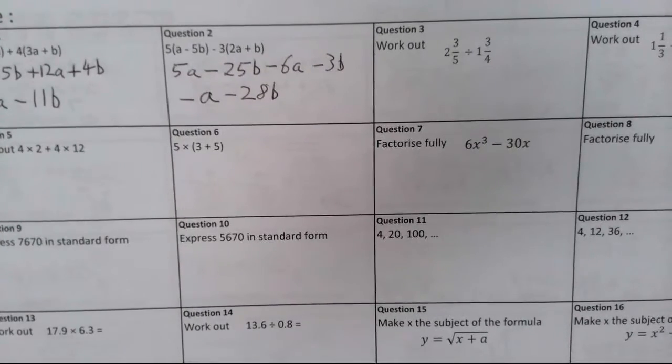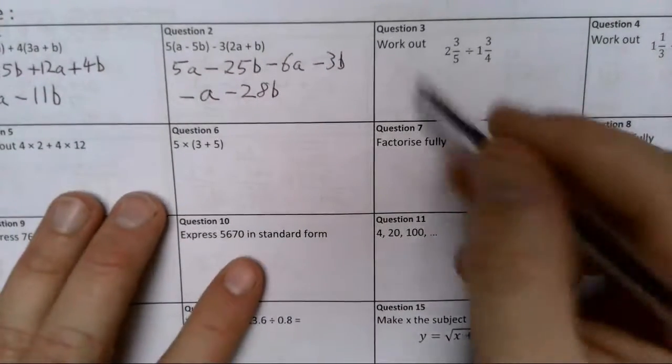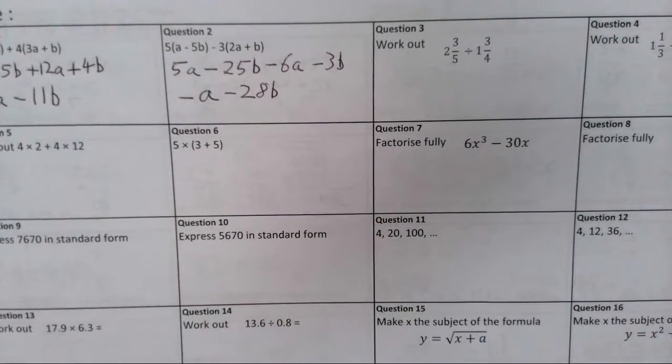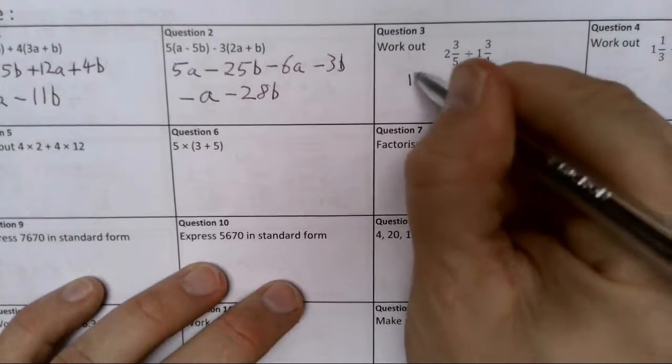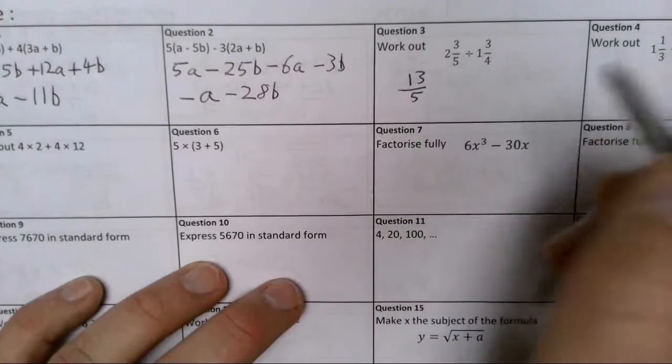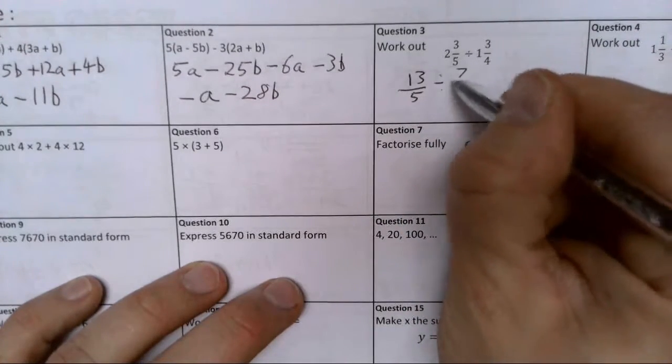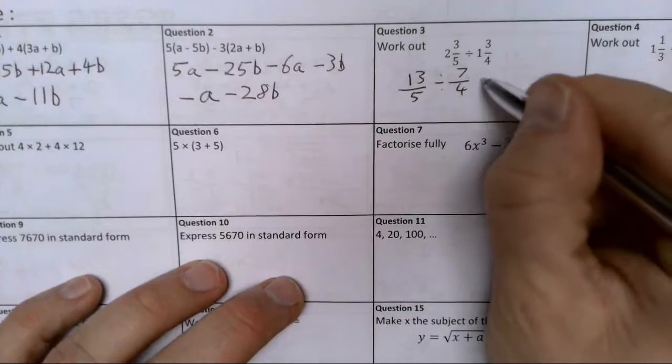Question 3, I've got dividing mixed numbers. So probably best way to do it is to convert it into improper fractions. So I've got 5 in 2 wholes, and another 3/5 gives me 13/5. And then I'm going to divide that by 4/7. So I'm going to use the multiplicative inverse.